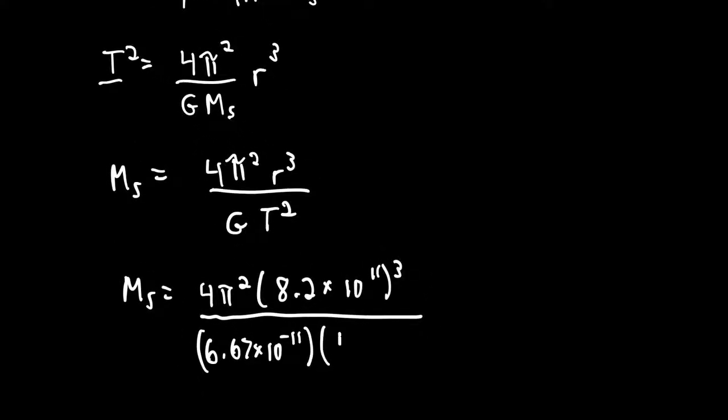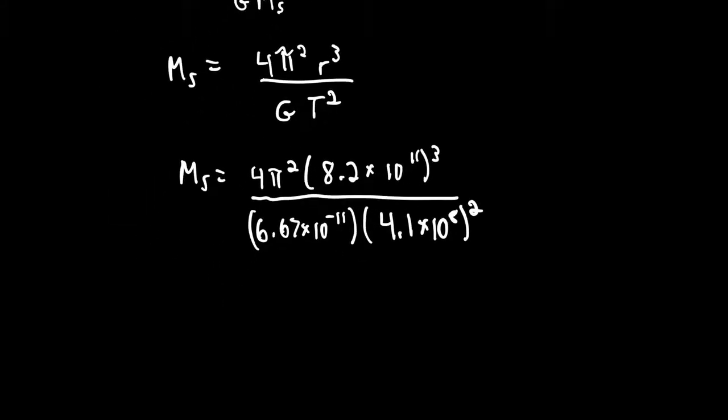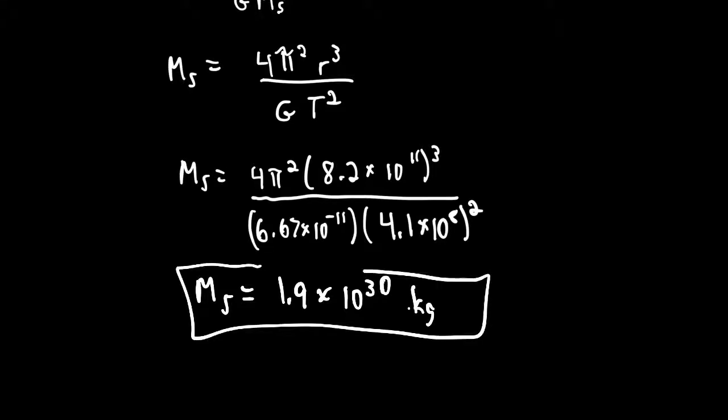T is 4.1 times 10 to the 8, squared. Plug in all those numbers, you'll find the mass of this star is 1.9 times 10 to the 30 kilograms. And then they want to know, how does that mass compare to the mass of the sun?